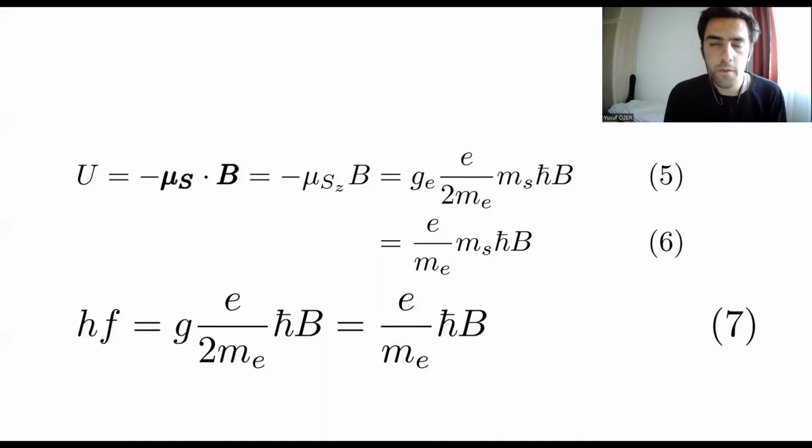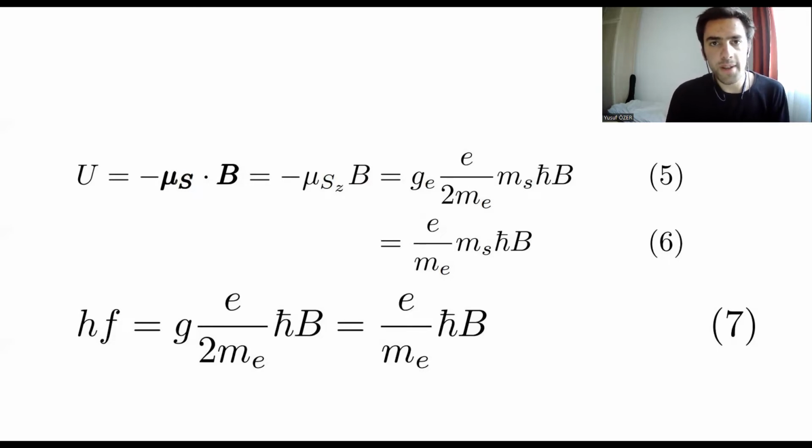Hi, I am Yusuf. First, I will quickly talk about the theory of our project, electron spin resonance. For an unpaired electron of a hydrogen atom in its ground state, L equals 0, so the magnetic dipole of the electron is only due to its intrinsic angular momentum, namely spin.